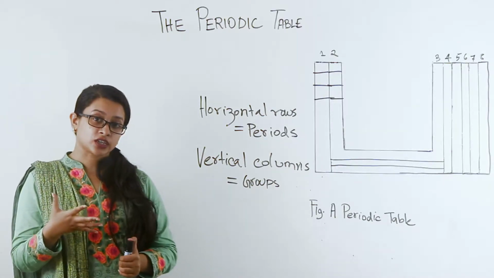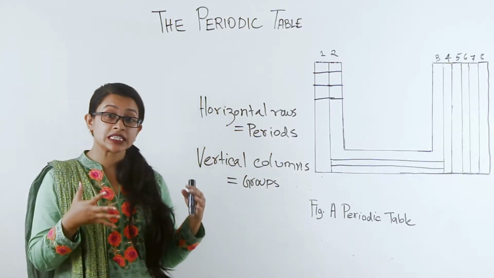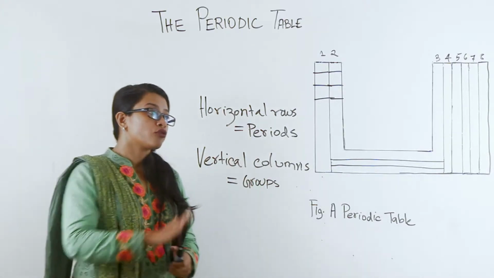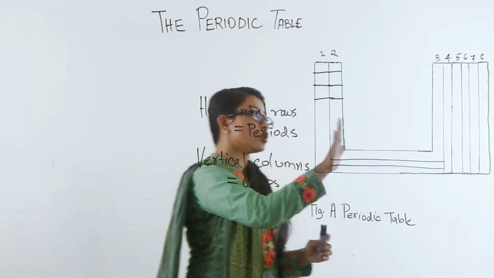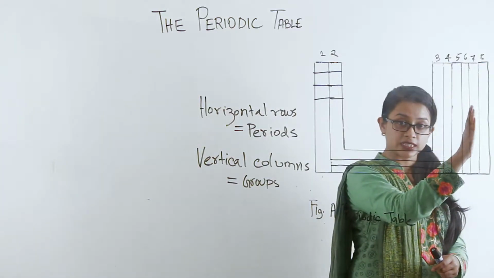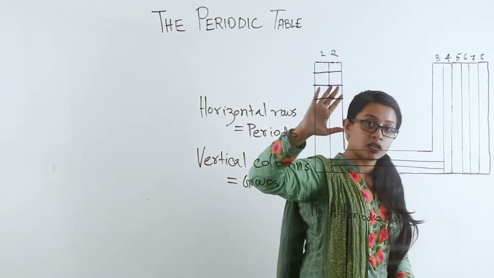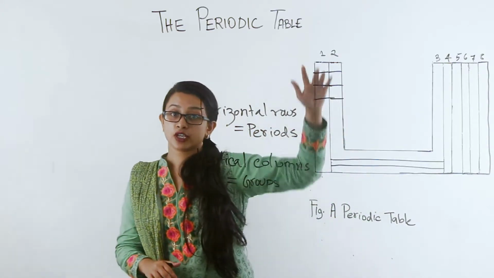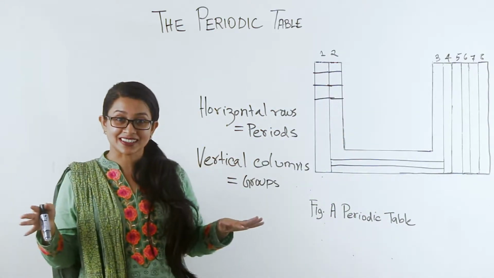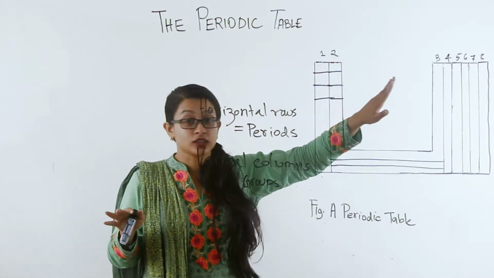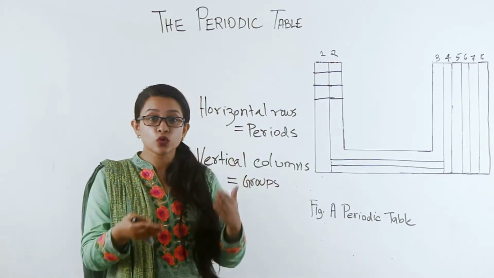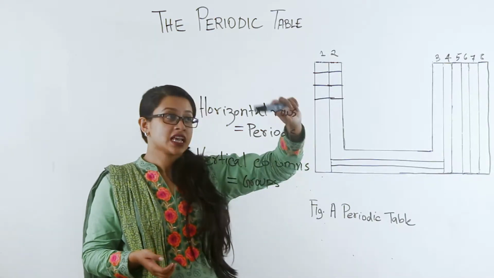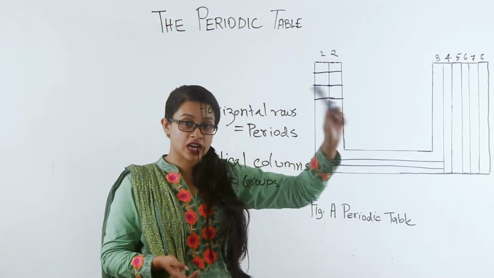And another important trend that you must know about the periodic table is that as you go from the left side to the right side of the periodic table, metallic structure diminishes. From here, you have all metals. In the first and the second group, you have all metals, guys. And then as you go in the rightward direction, you move into the non-metal territory. So metallic character diminishes as you go from left to right.